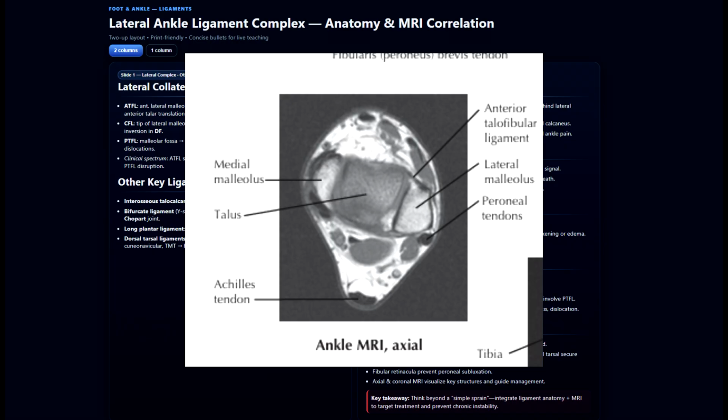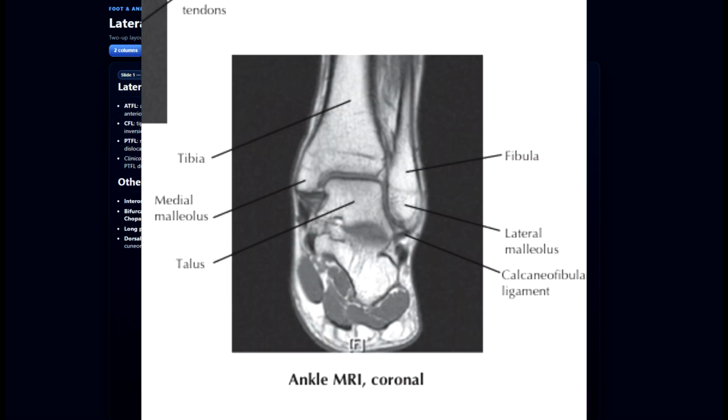This view is critical for detecting ATFL tears, which appear as discontinuity or high signal intensity on T2 weighted images. It also helps to evaluate peroneal tendon pathology, such as tenosynovitis, tears, or dislocation. MRI correlation, coronal view. In the coronal MRI view, we see the fibula laterally and the tibia medially. The medial malleolus and lateral malleolus framing the mortise. The talus sitting between them, forming the ankle joint.